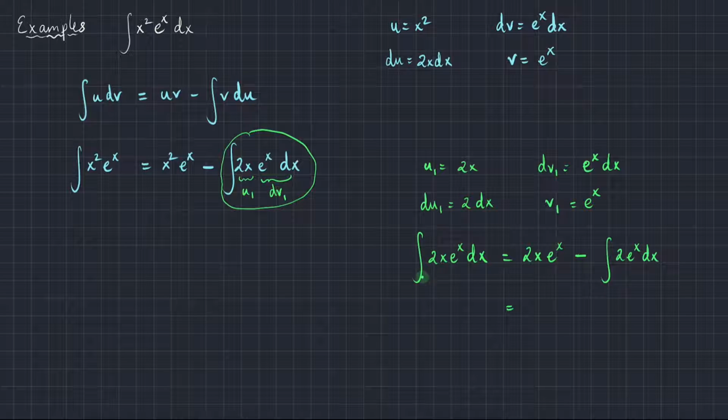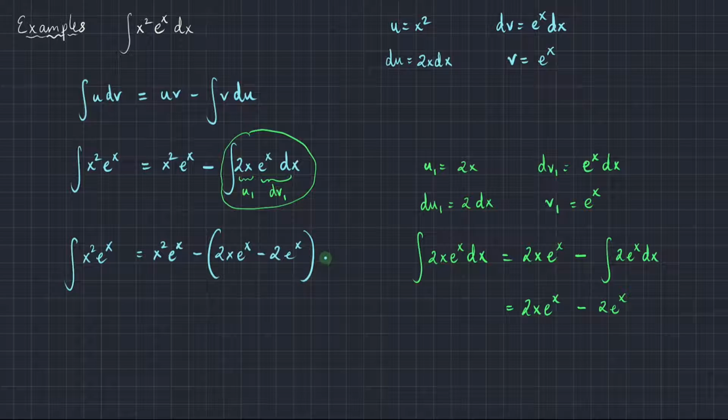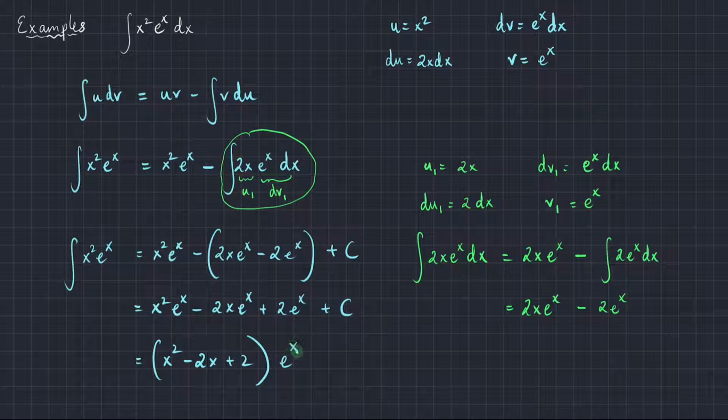So finally the integral of 2x e to the x dx becomes 2x e to the x minus 2 e to the x. And now plugging this back into our original integral, we get the integral of x squared e to the x is x squared e to the x minus 2x e to the x minus 2 e to the x. Let's not forget plus c. We can actually open this up and factor out an e to the x. So we have x squared minus 2x plus 2 all multiplied by e to the x plus c.